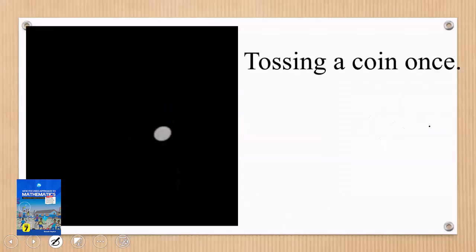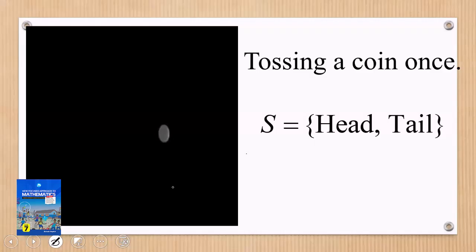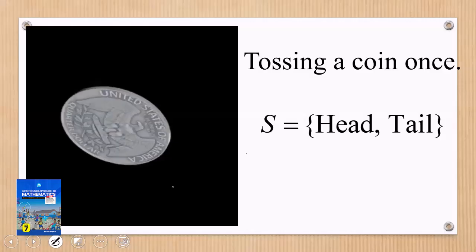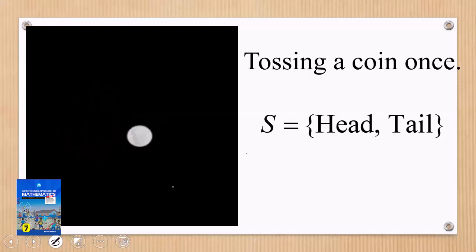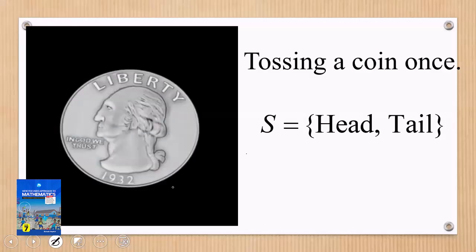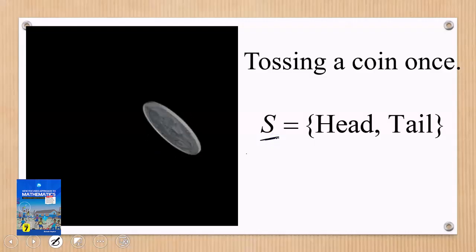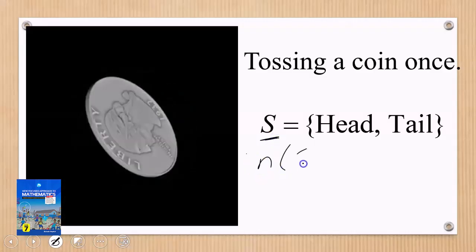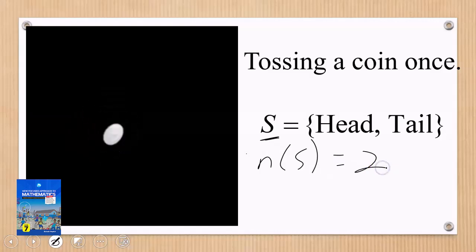Now, what if you toss a coin once? If you toss a coin once, the sample space becomes either head or tail. Anytime you toss a coin, we have two options, either head or tail. So our sample space is head or tail. The number of it becomes only 2, right?